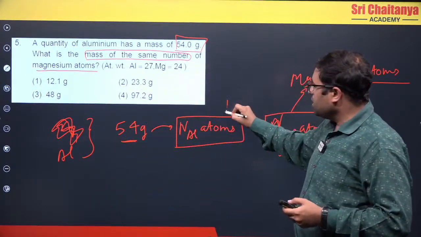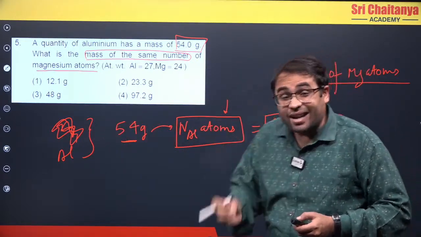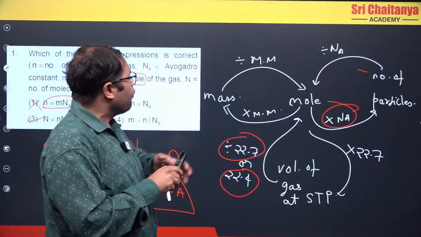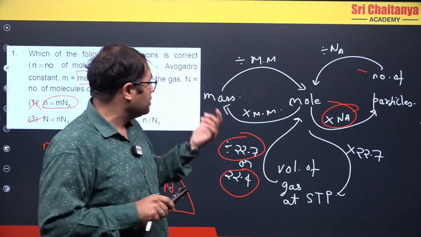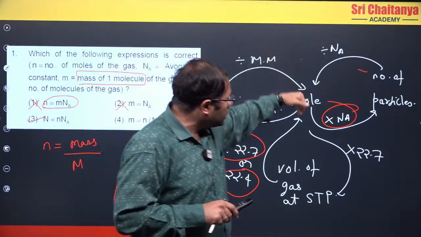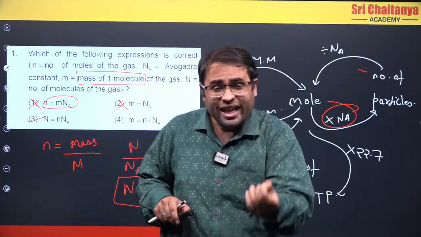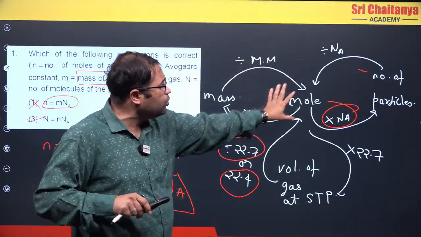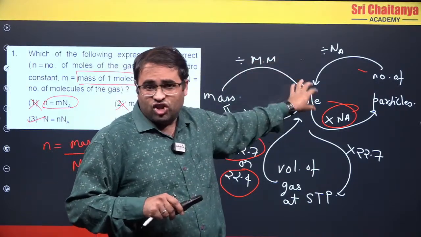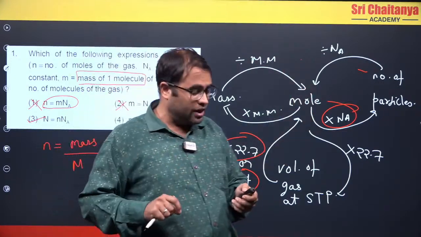So this is essential. Now how will we get from mass to number of atoms? Again, going back to that, mass has to be first converted into moles, then moles has to be multiplied by Avogadro's number to get the number of particles. So I think it is fairly clear that no matter what you do, you have to arrive at the middle station, the changing station of moles. That is the central idea of this chapter.